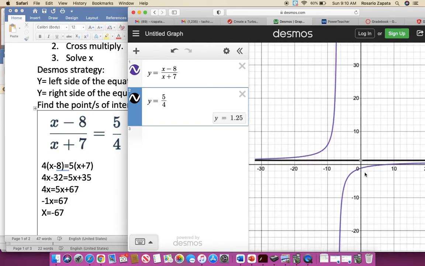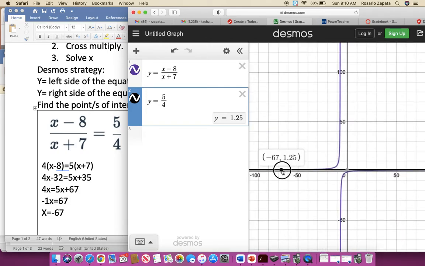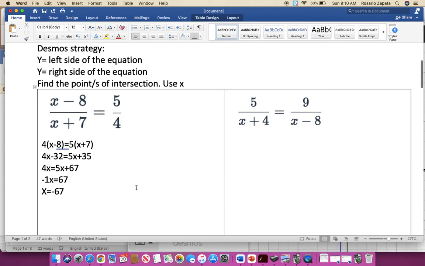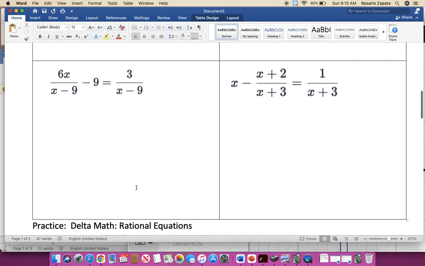Alright, now we have to identify the point of intersection. And as you can see, it is at x equals negative 67. And so I'm going to leave this for you to practice. Now let's proceed to here.